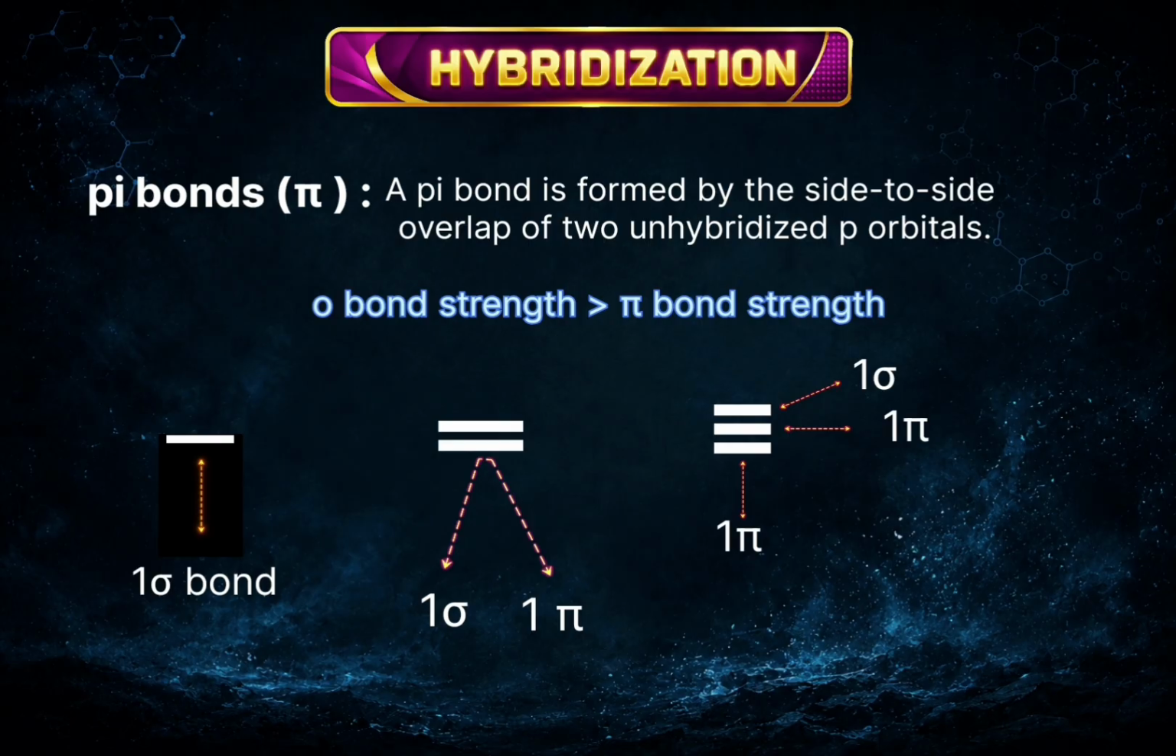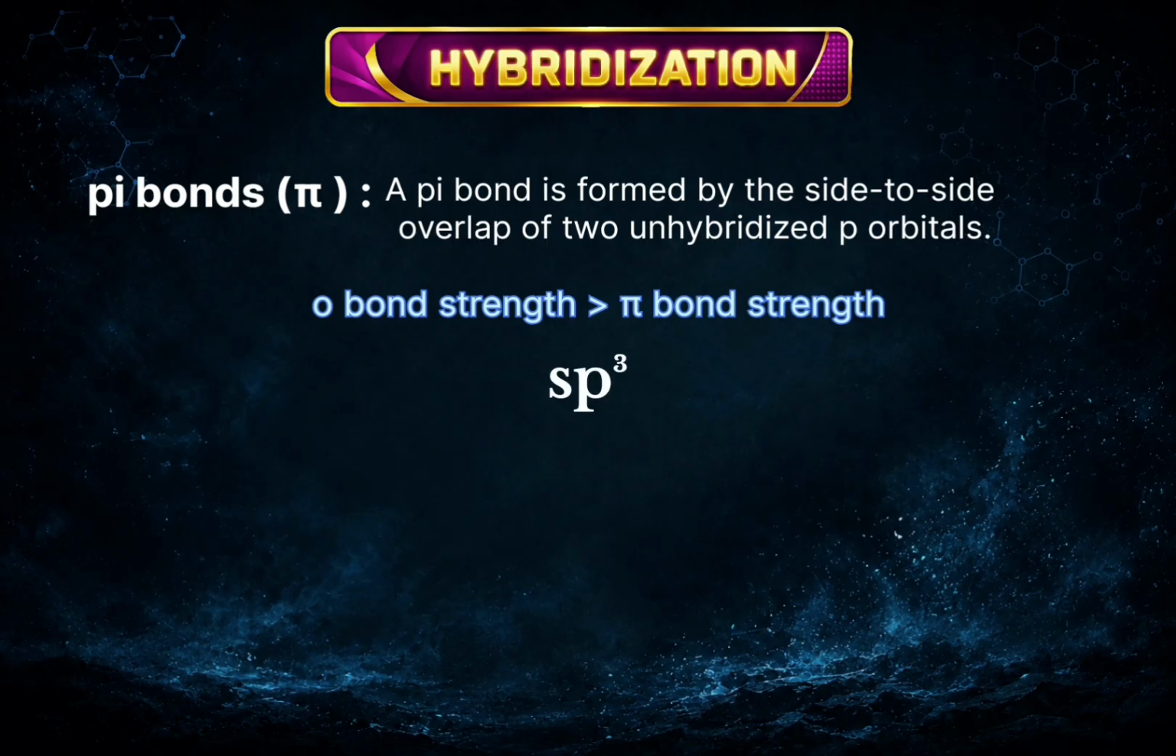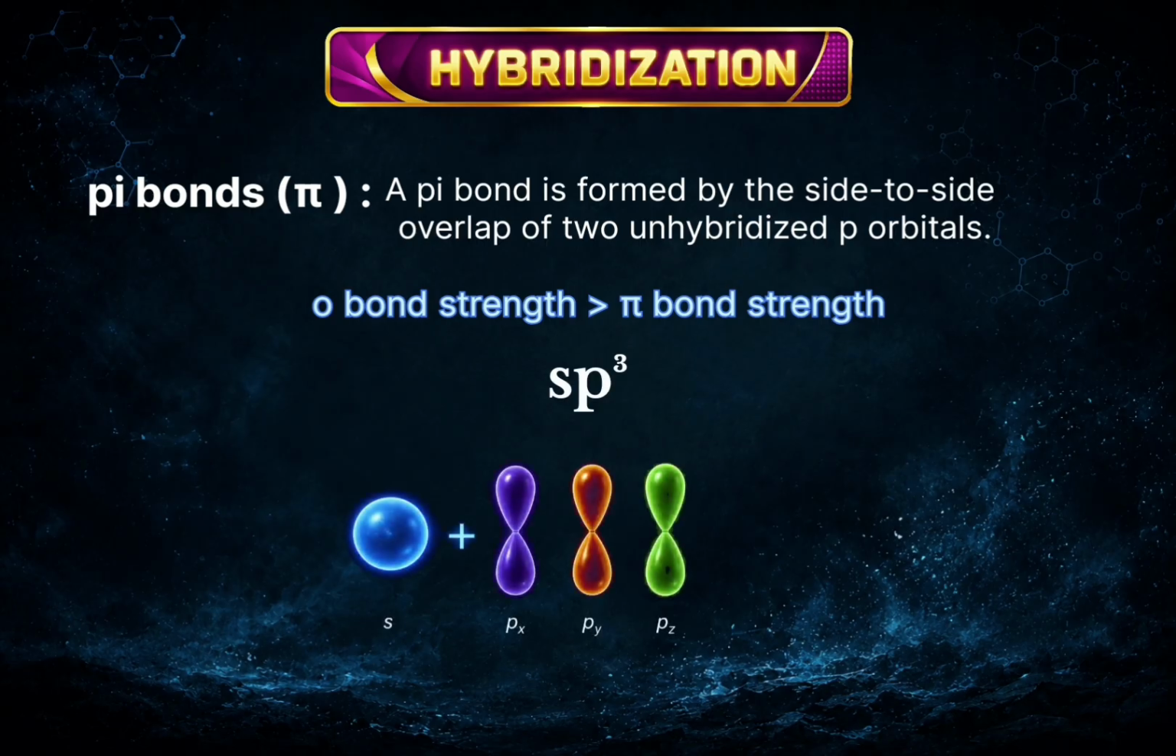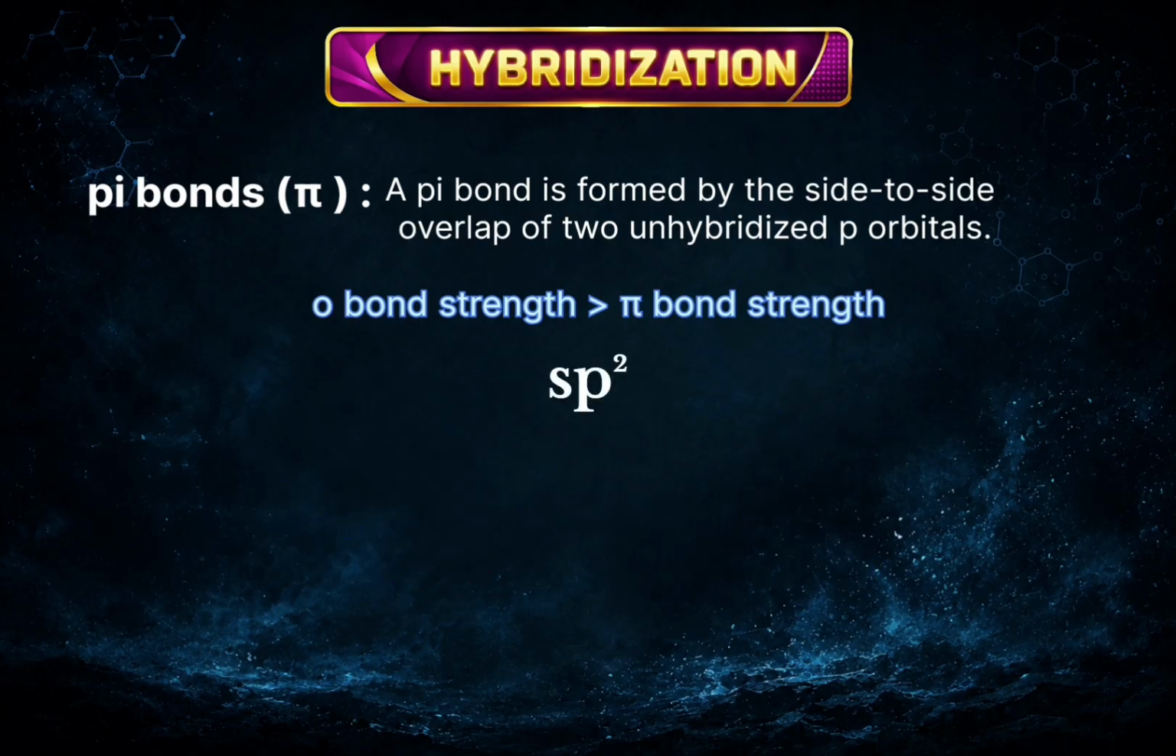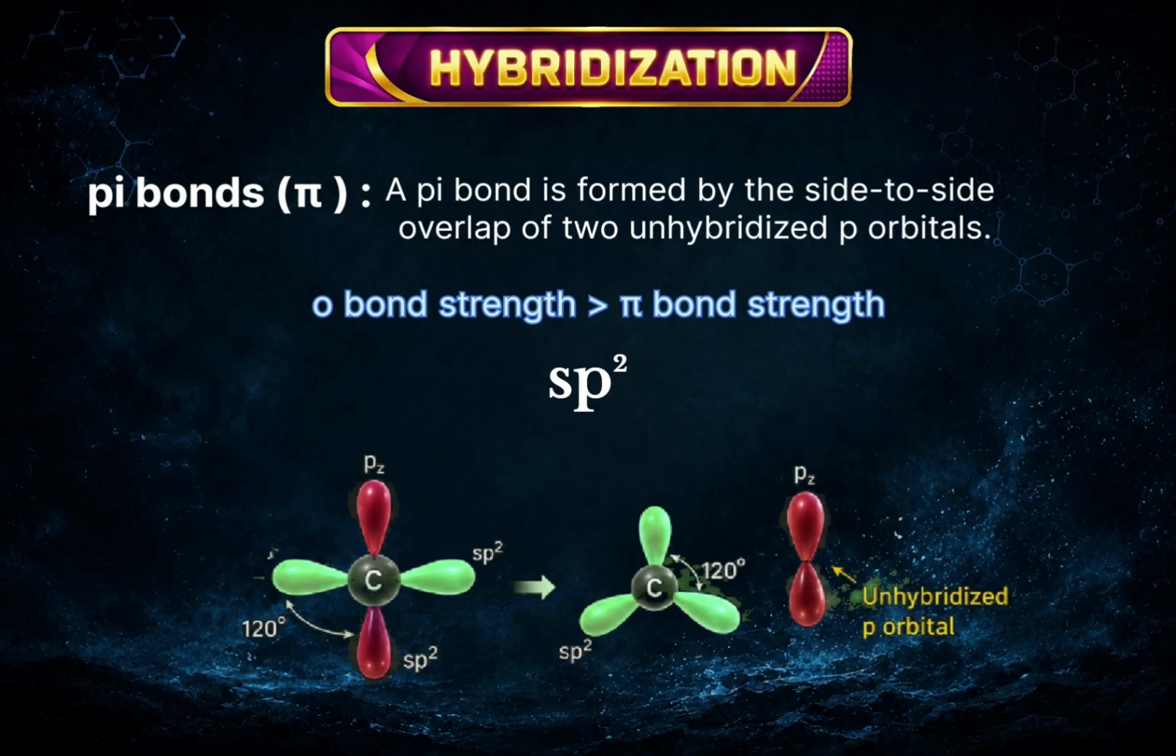Now remember what we learned earlier. In sp3 hybridization, all three p orbitals are used to form hybrid orbitals. That means no unhybridized p orbitals remain. As a result, sp3 hybridized atoms form only single bonds. In sp2 hybridization, one p orbital remains unhybridized. That remaining p orbital can form one pi bond. That's why sp2 hybridization is commonly associated with double bonds.